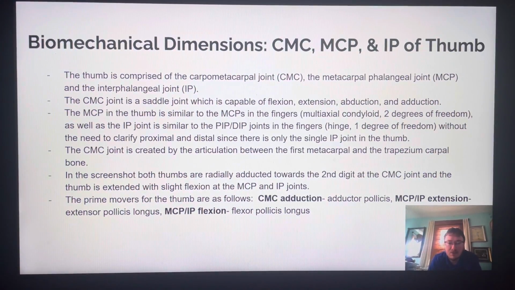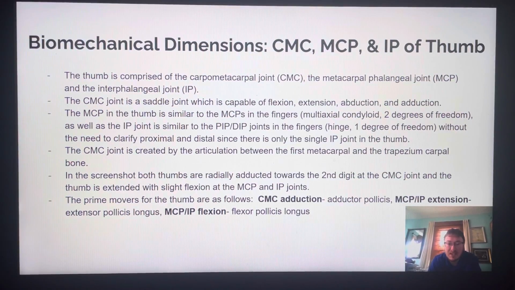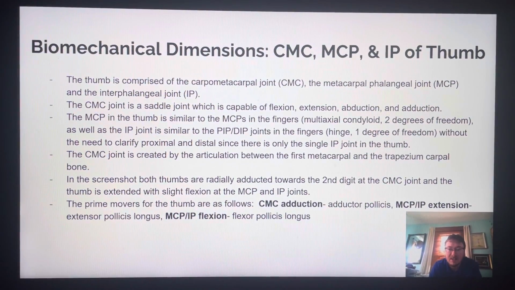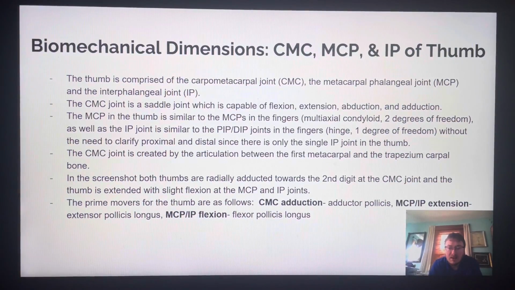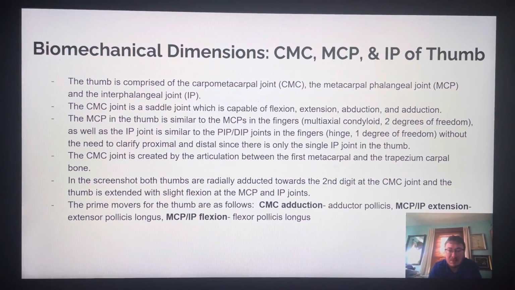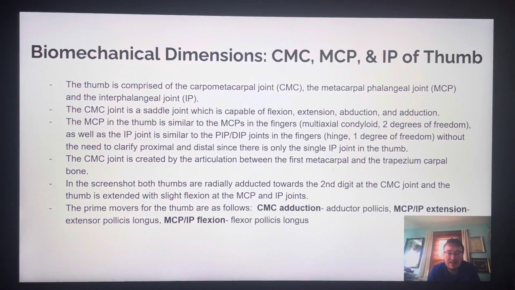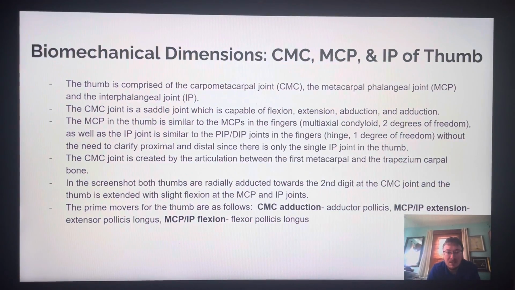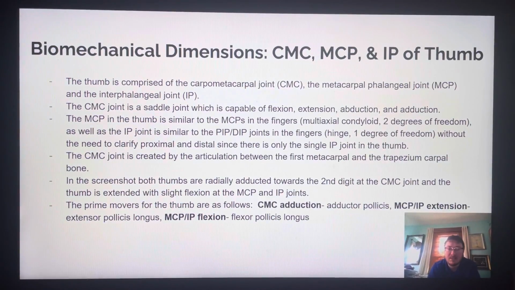The prime movers for the thumb, for CMC adduction, holding the thumb close to the hand, is going to be your adductor pollicis. For the MCP and IP extension, is going to be the extensor pollicis longus. And then for the slight MCP and IP flexion, we're going to have the flexor pollicis longus.